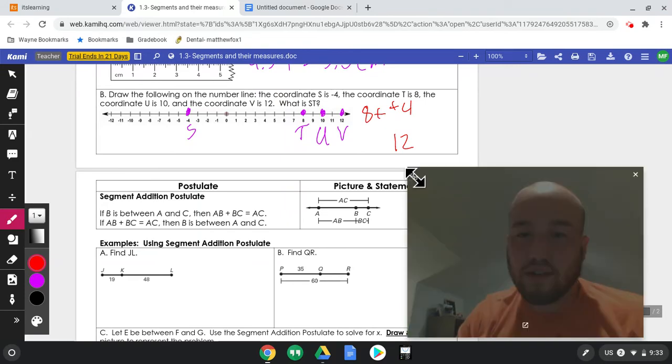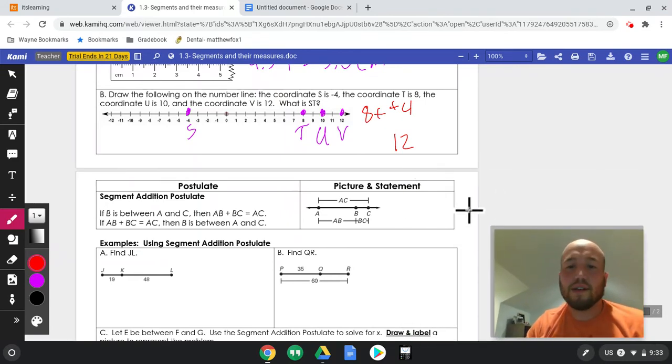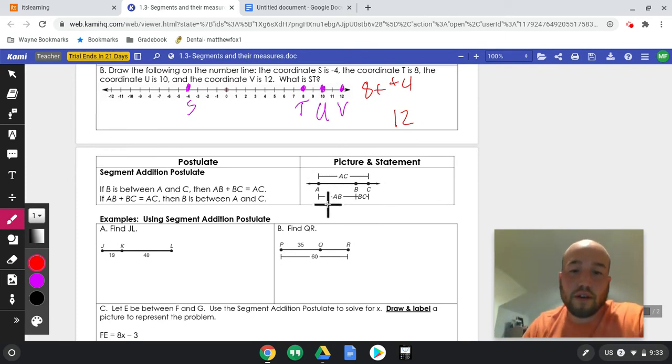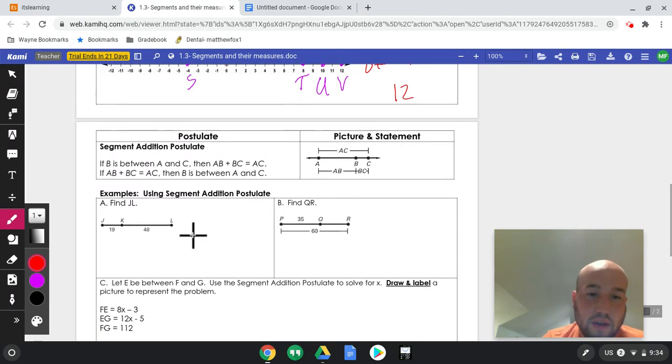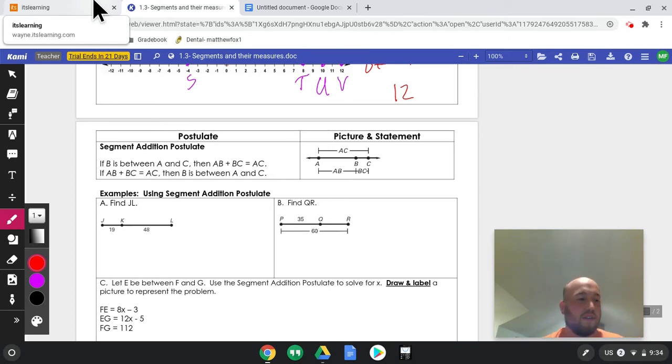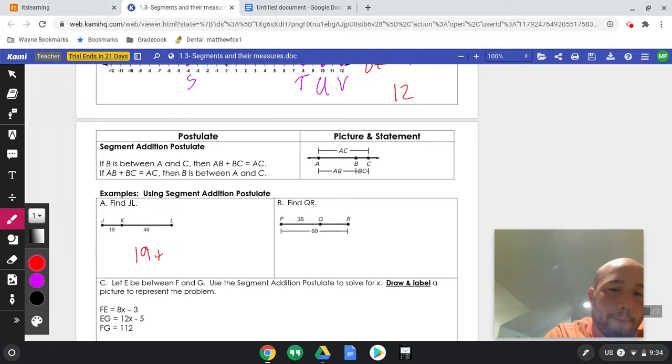Okay? So in the same way, when we're dealing with segments, if we have AB, this first part, and BC is the second part, then the distance of those two added together will be the distance from A to C. So we look here now, and it says find JL. So JL would be the whole distance here. And if JK is 19 and KL is 48, all we have to do on this is add those two together. And we're going to do 19 plus 48, and we'll get 67 as our answer.